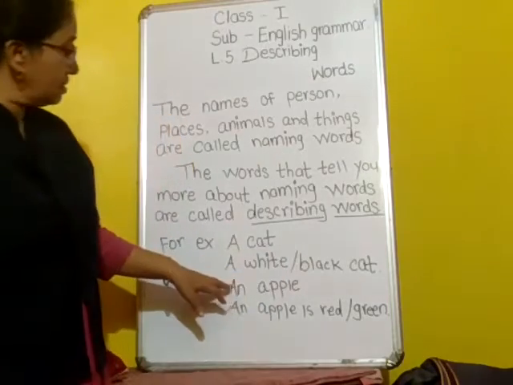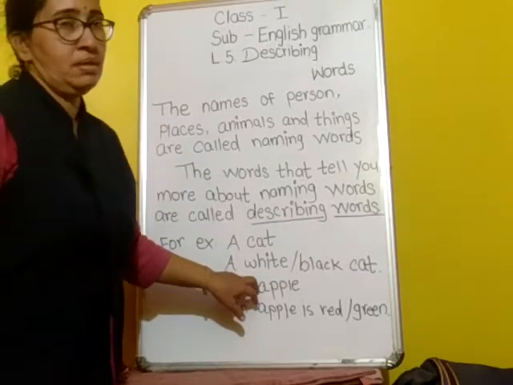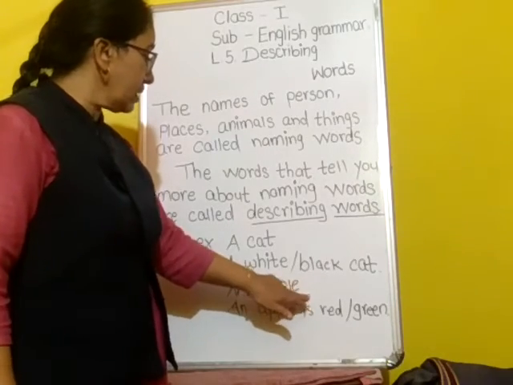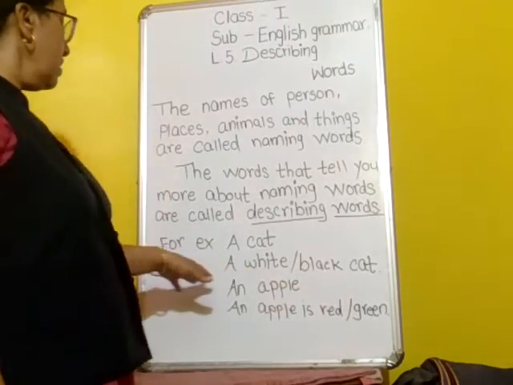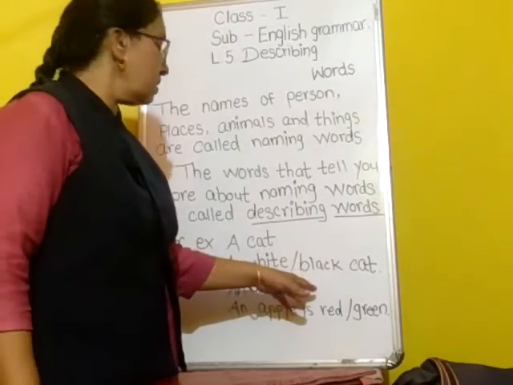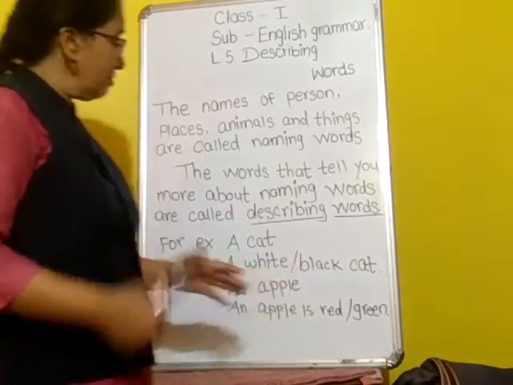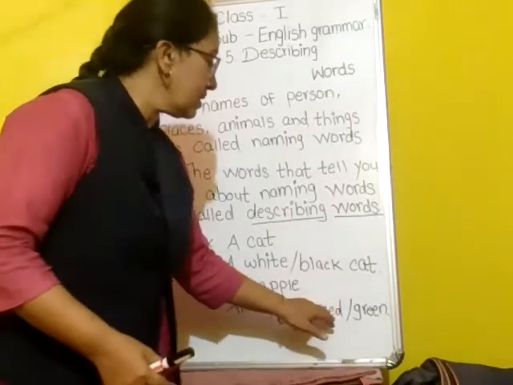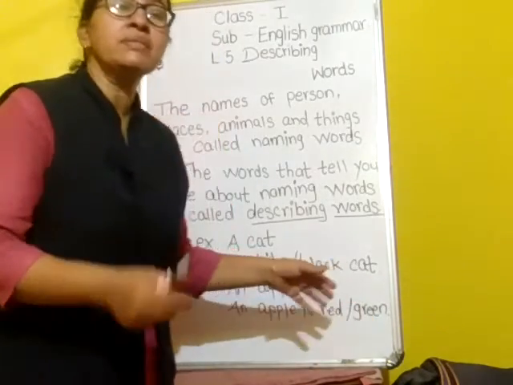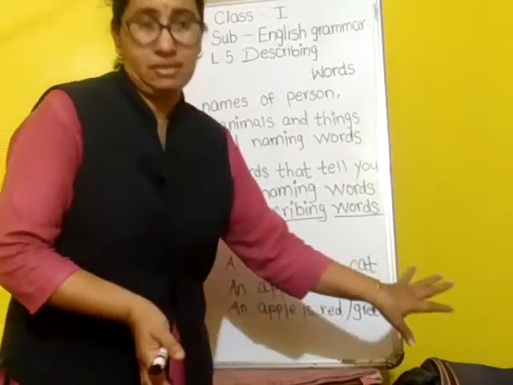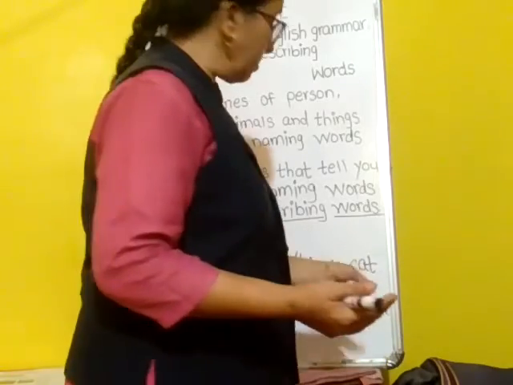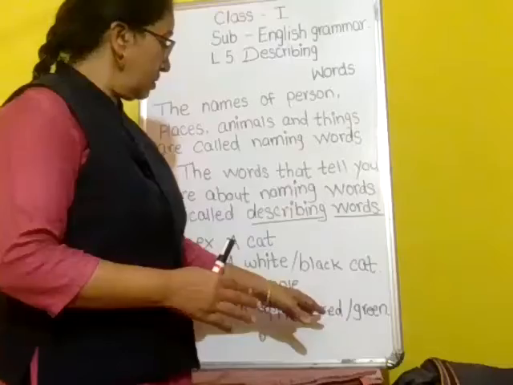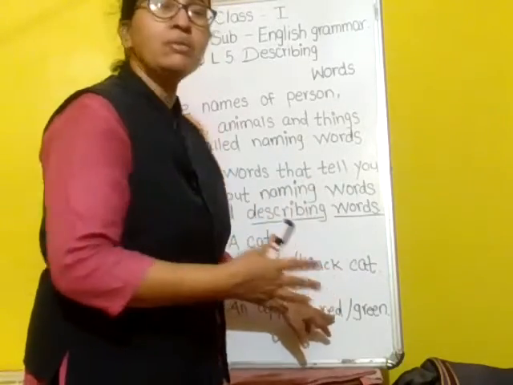Next, an apple. Here I have written an apple. From this also you can get an idea that this is a noun. Okay, this is a noun. But what are red and green? An apple is red or green. That means it might be red or green. Sometimes it is red and sometimes apples are green also. So that apple may be green or red.